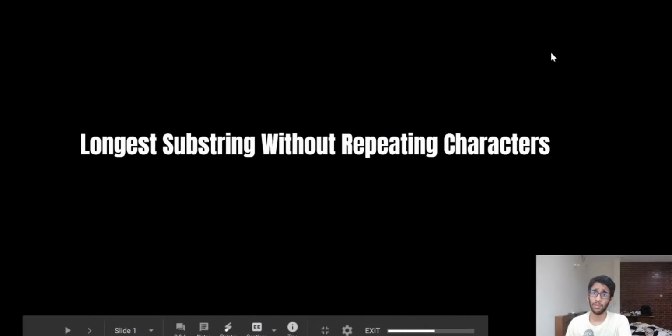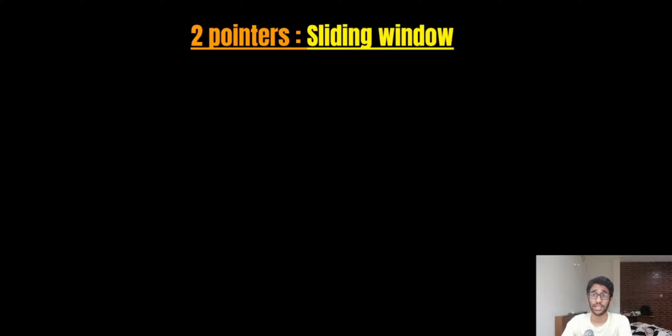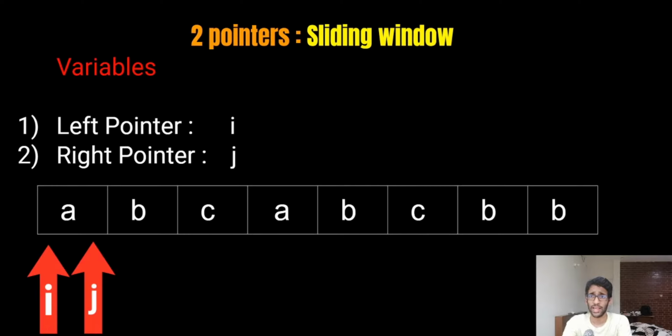So now we're going to implement this using a very popular variation of the two-pointer technique known as sliding window. In a sliding window problem, you're going to have two pointers, the left pointer and the right pointer. In this scenario, you can call the left pointer I and the right pointer J. So this is the string which we saw in the previous example, and we can initialize the left pointer I to the 0th index and the right pointer J also to the 0th index, or you can call it the first character of the string.